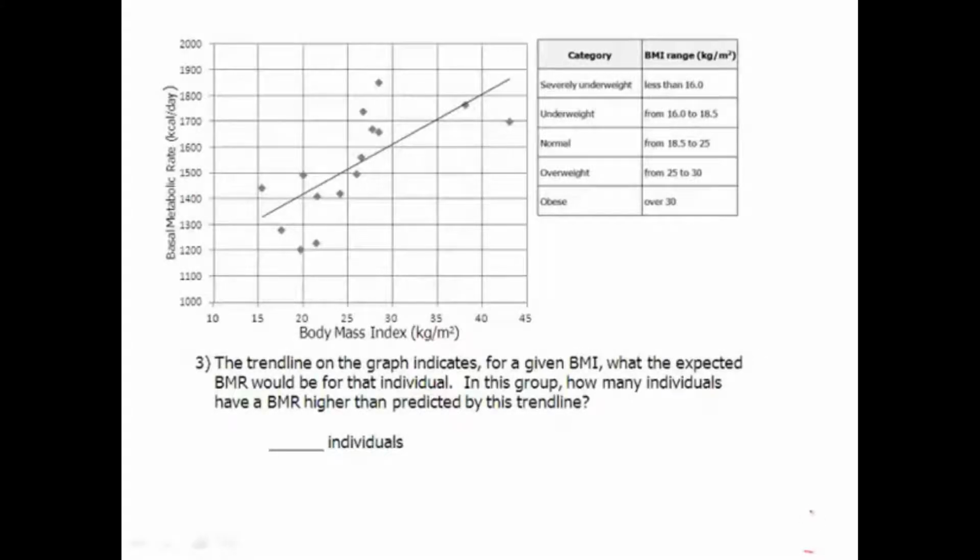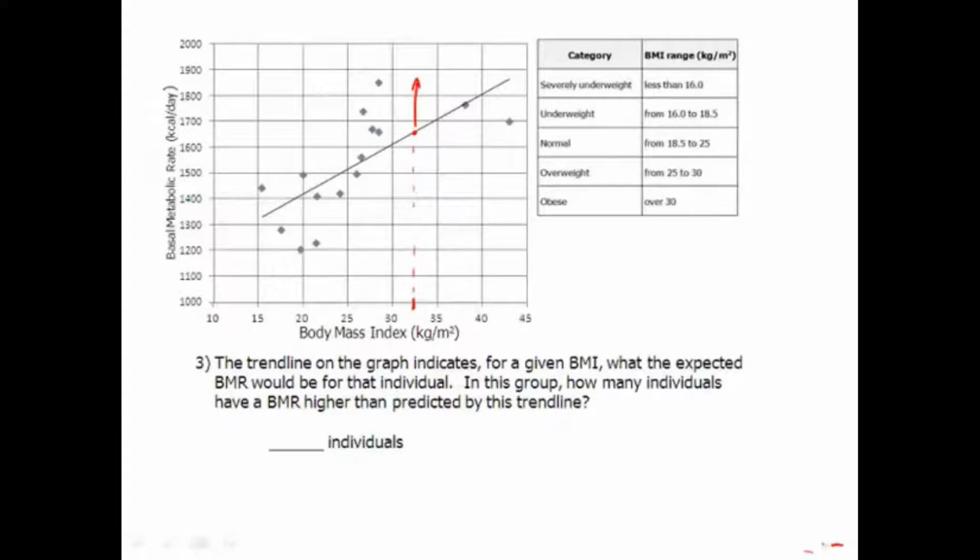The trend line on the graph indicates for a given BMI what the expected BMR would be for that individual. In this group, how many individuals have a BMR higher than predicted by this trend line? So if we have a given body mass index, then being on this line would be exactly what would be expected to be the basal metabolic rate. And anyone who is above that would have a higher than expected basal metabolic rate.